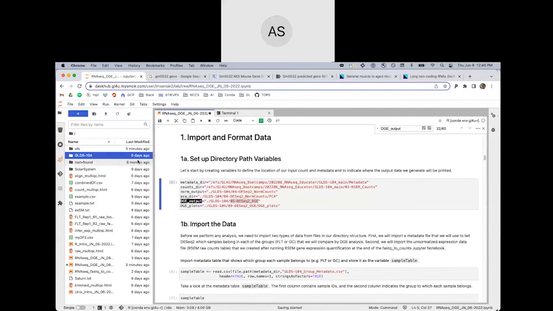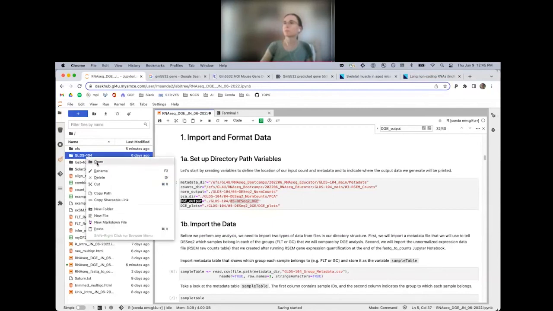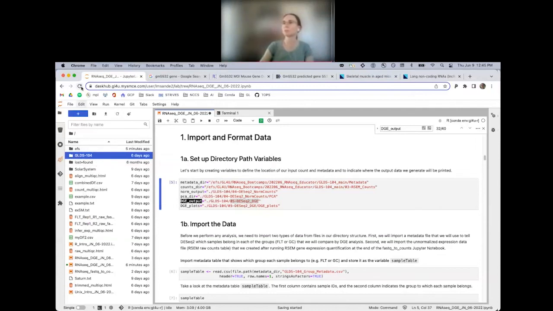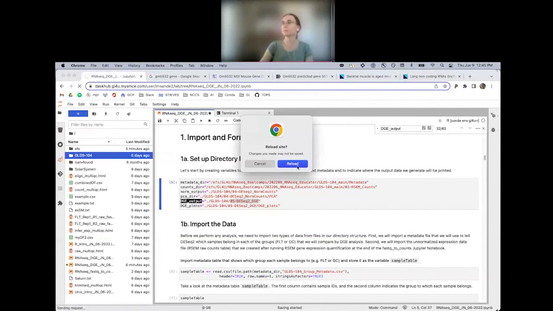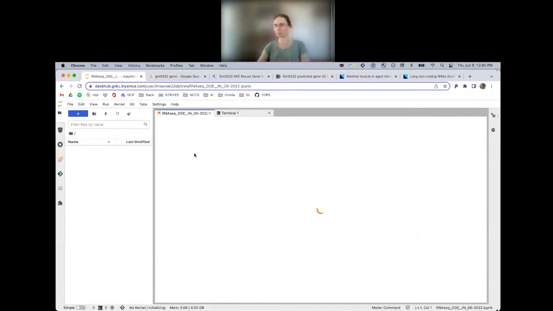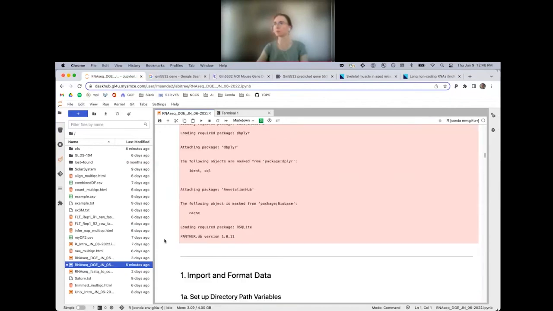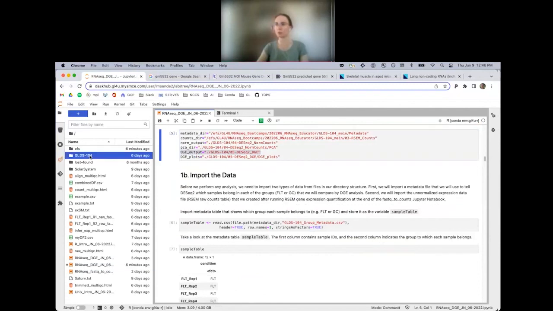Yeah, you should be able to. Nothing is happening. Maybe you need to go over the actual folder name. Let me refresh the page. Try this again. So DGE output is in GLDS-104. There we go. It was just stuck.